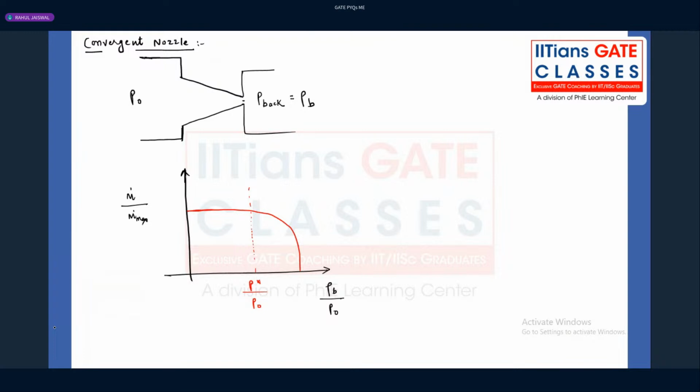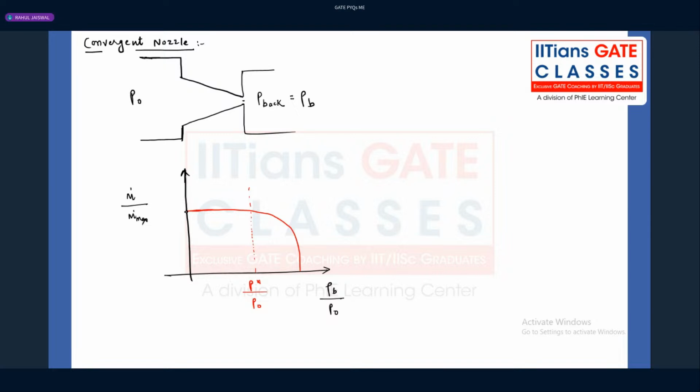at the throat section. But this graph is only valid for this particular statement: when we achieve the condition of choking, then we can have the maximum mass flow rate. That is the fixed mass flow rate we are going to get. But this is valid under one assumption. That assumption is that this P naught remains constant. That means this graph is valid only for one P naught.